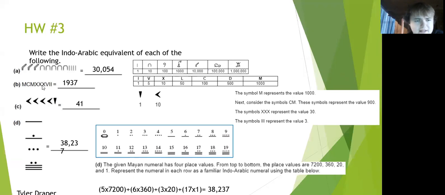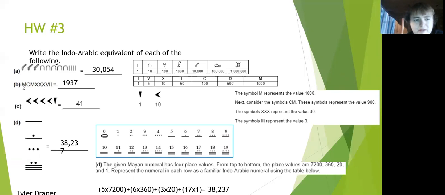Now we're going to look here at B. MCM XXX VII equals. Okay, so we got our symbols here. It tells us the amount. Now this is very important that we take a look at these rules. The symbol M represents the value 1,000. Next, consider the symbol CM. These represent the value 900. XXX equals 30, and the 3 lines represent 3.